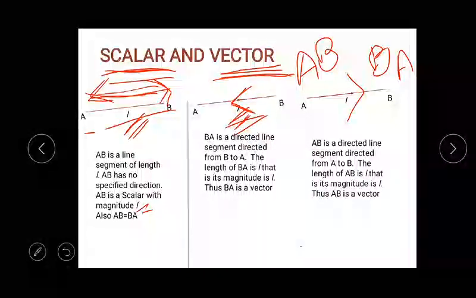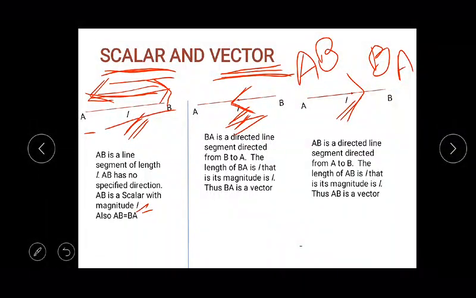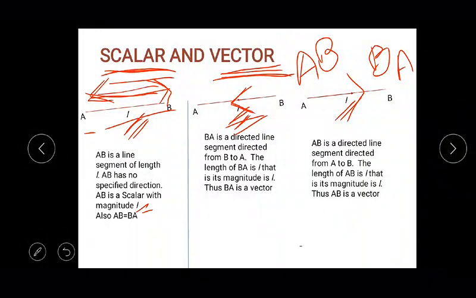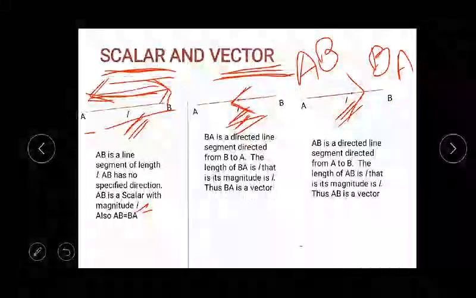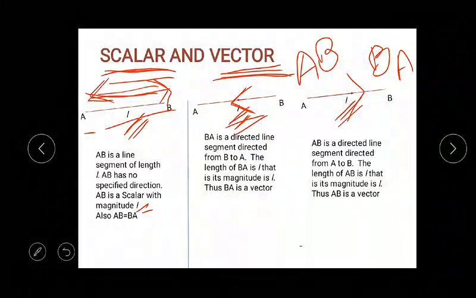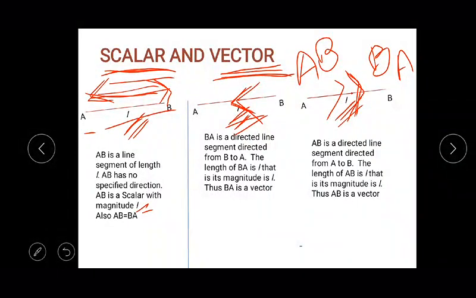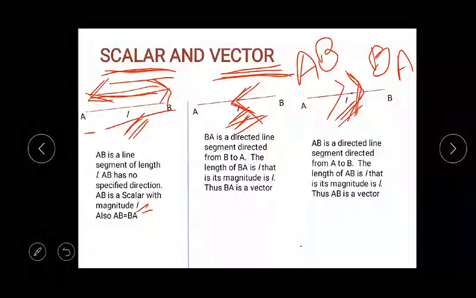Now we observe that both of their magnitudes are the same. The magnitude of BA is L and the magnitude of AB is also L. But the vectors are not equal as they are directing in two opposite directions. The line segment BA is directing from B to A and the line segment AB is directing from A to B. So they are equal in magnitude but opposite in direction.